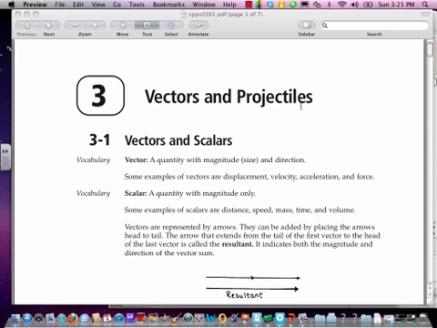All right, let's work through some practice problems here. This is on vectors and projectiles. And so first of all, let's just review. We've done this before, but let's talk about it again.